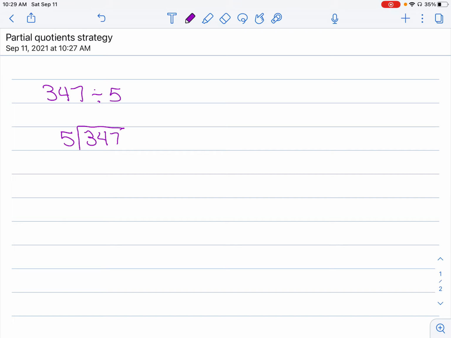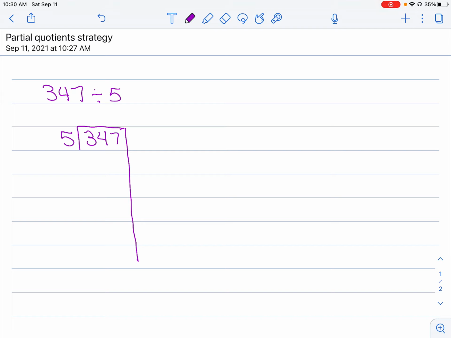But with partial quotients, you're going to do this line down the side. Because what we're going to do, basically, is subtract groups of 5 from our dividend 347. These groups are the partial quotients, and they will add up to be our final answer. Now, when you're doing division with partial quotients, often kids will do a little side work. And the side work is just to help you with your division.